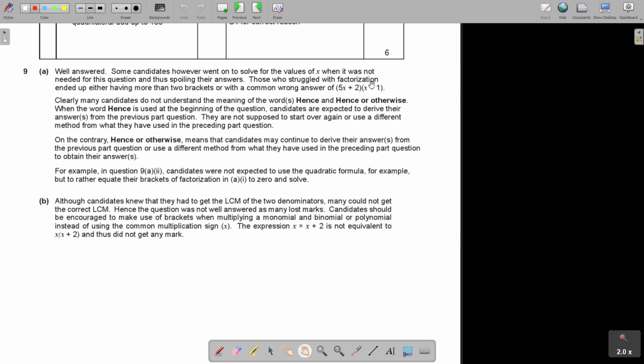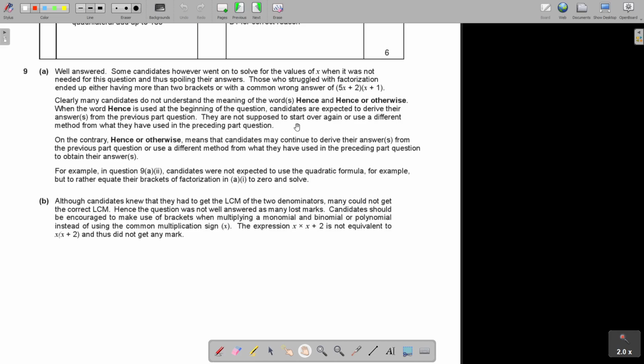So those who struggled with factorization ended up either having more than 2 brackets or with a common wrong answer. Okay. So that is when both were positive, but there should be a negative in the bracket. So that is incorrect. Clearly, many candidates did not understand the meaning of the words hence and hence or otherwise. So when the word hence is used in the beginning of the question, candidates are expected to derive their answer from the previous part question. So that means A must help you in B. As soon as you see hence, then look up and see that the top helps you.